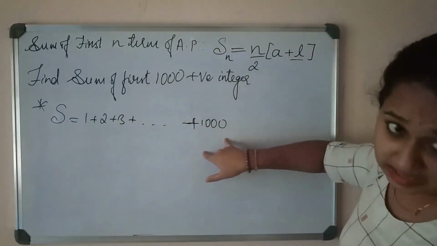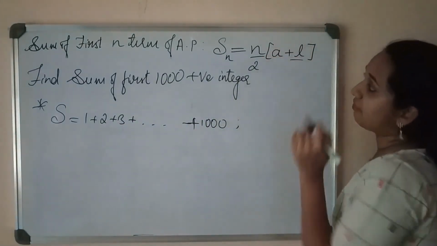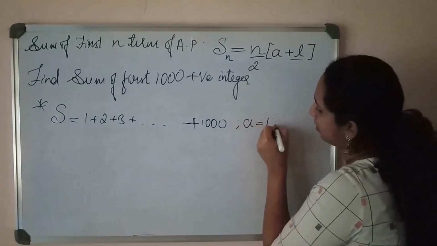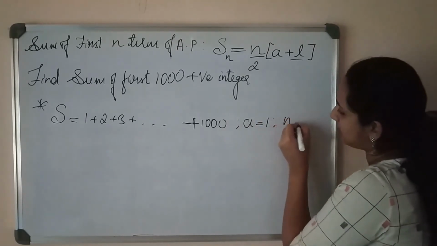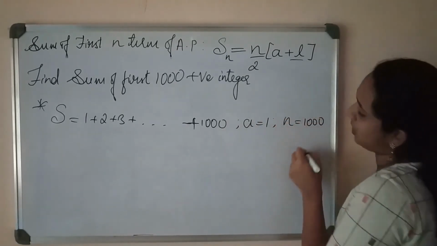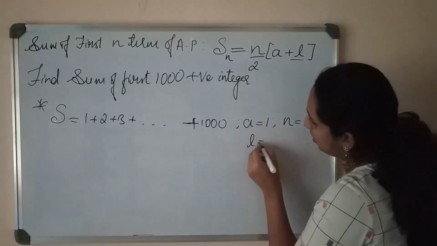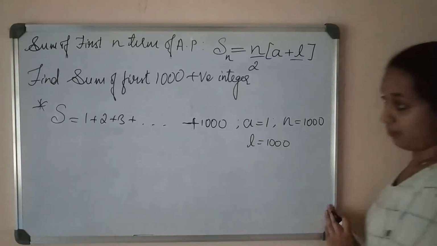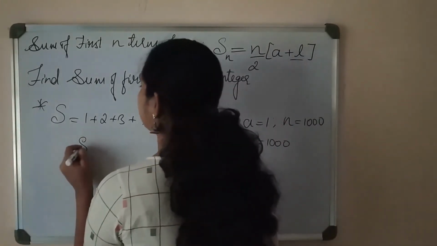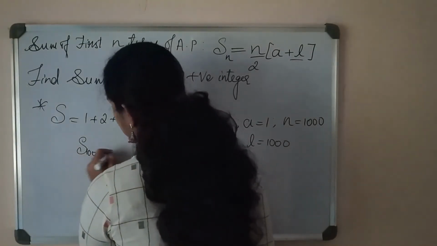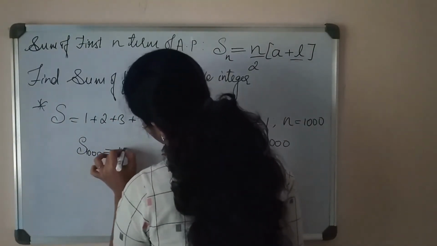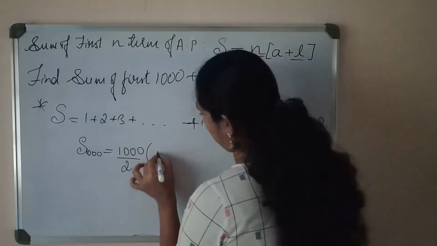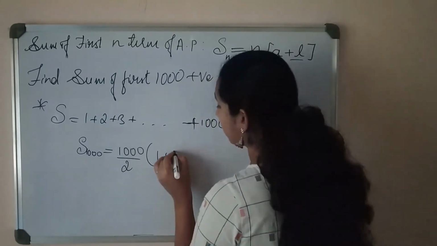First I have to mention it in a series so that I can find N, A and L. So what is A? A is 1. What is N? N is nothing but 1000. They have mentioned it in the question. The last term, L, is also 1000. I got all the data which I required. Now I'll directly find S1000, which equals N, 1000, divided by 2, into A, which is 1, plus the last term, which is also 1000.